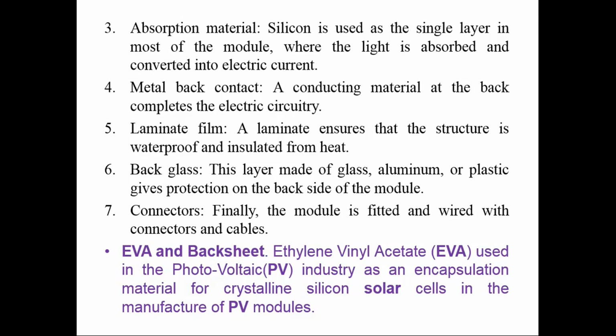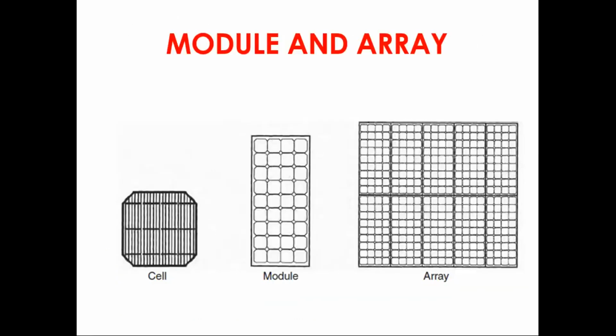There are two things which are new in this discussion. The first is the EVA, that is ethylene vinyl acetate, used in the photovoltaic industry as an encapsulation of the material for crystalline silicon solar cells in the manufacturing of the PV module. And the backsheet is the final protection on the back side of the PV module.